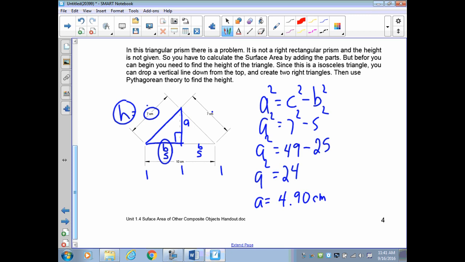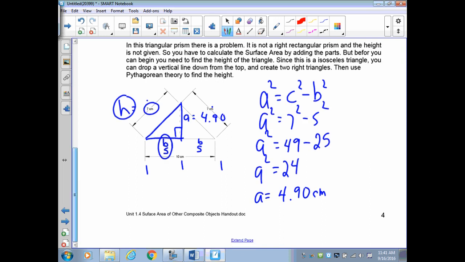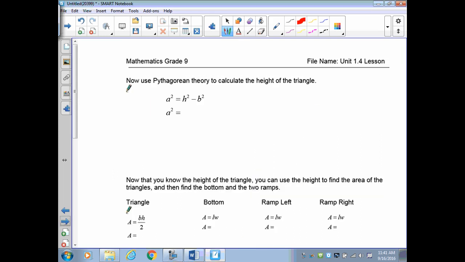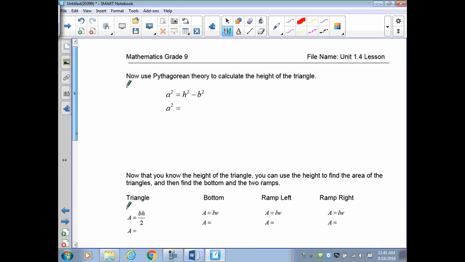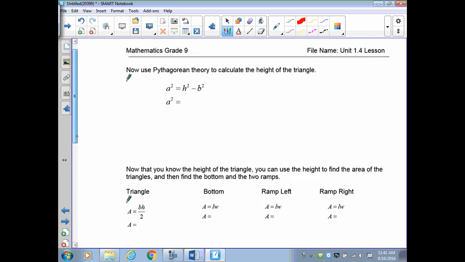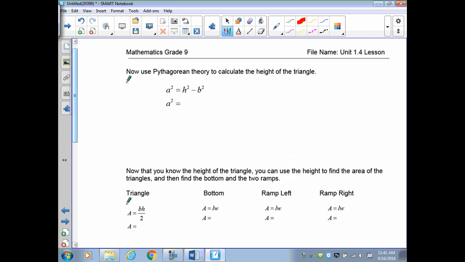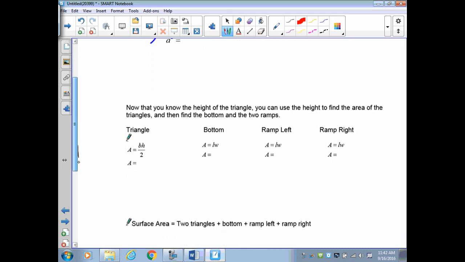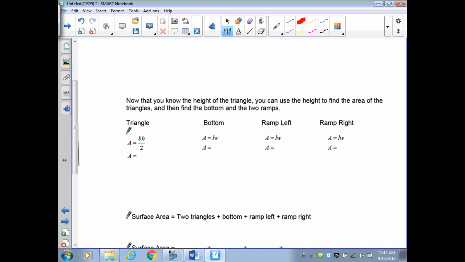Now that I know this height is equal to 4.90, I now have the information I need to calculate all of the different pieces. So I'm going to go on here. I did the calculation for Pythagoras' theorem on the previous page, so don't worry about it. You can just put this information from the previous page in here. So what do I need to do? Well, I need to find the two triangles. And if you remember my shape, it looked like this, right? I now know that my height is equal to 4.9.